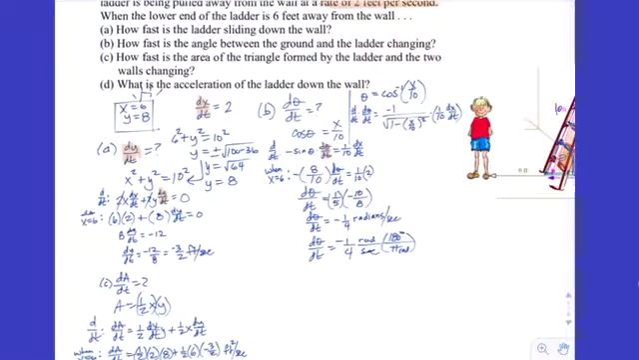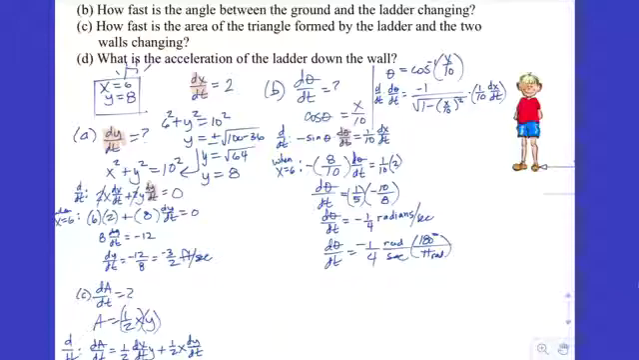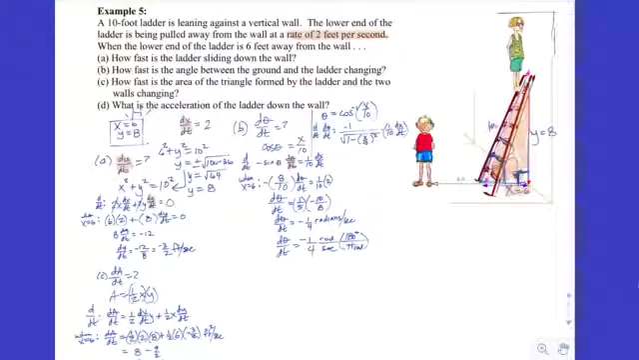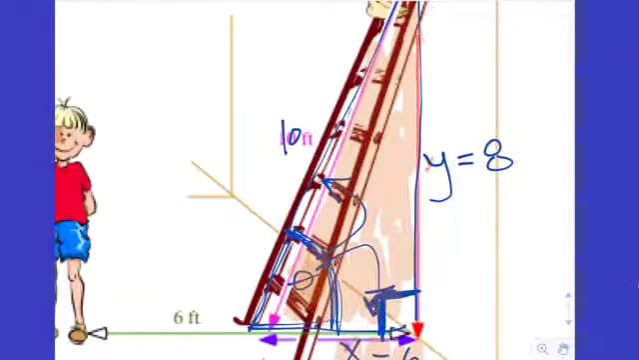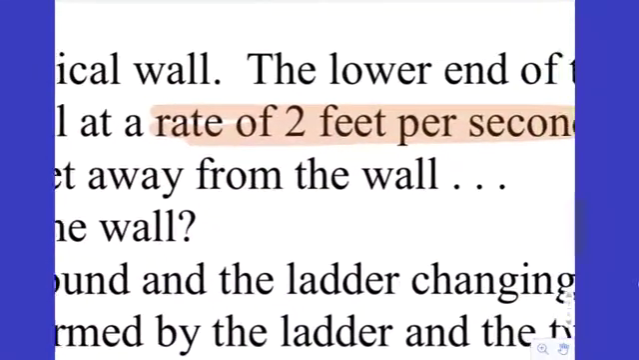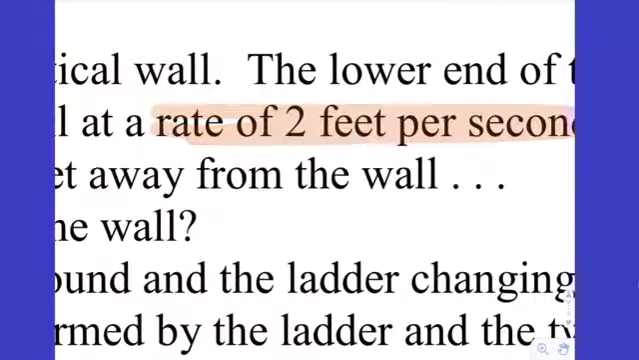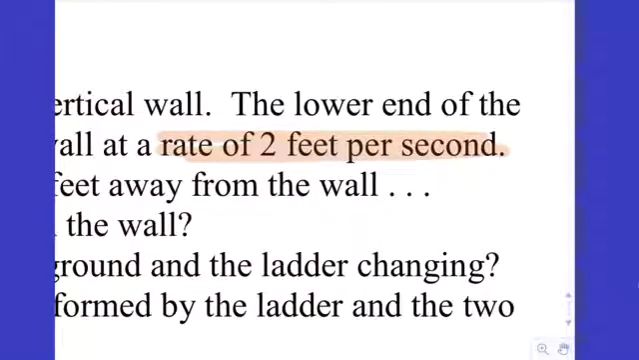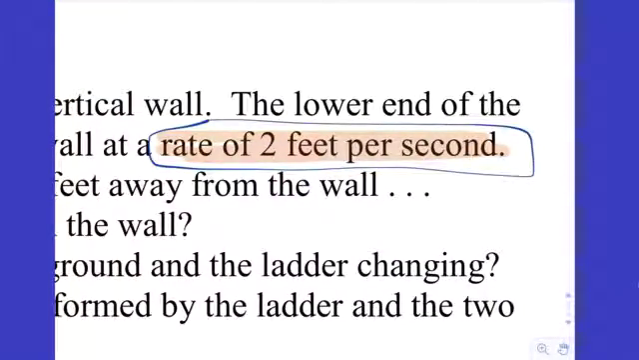And then part D, what's the acceleration down the wall? We haven't done an acceleration question at all yet. We've just been doing velocity of quantities. So how are we going to find the acceleration of the ladder down the wall? The second derivative of y, if y measures the distance along the wall. Just while we're here, what would be the acceleration of the ladder away from the wall at the bottom? Zero. If they tell you that it's being pulled away at a rate of 2 feet per second, assume that's a constant rate. So the acceleration along the bottom is 0.